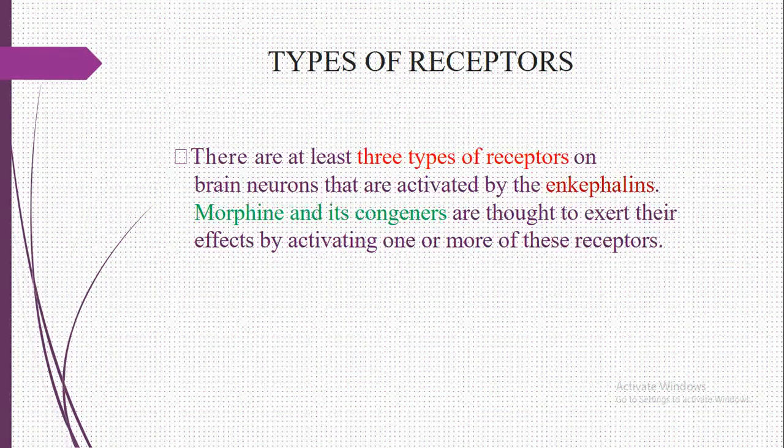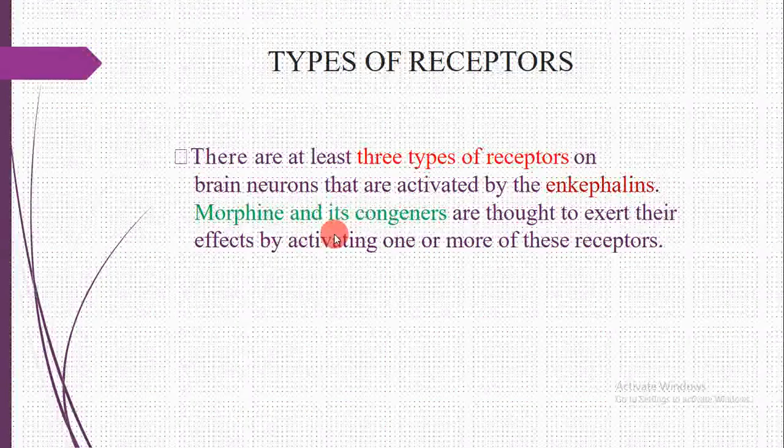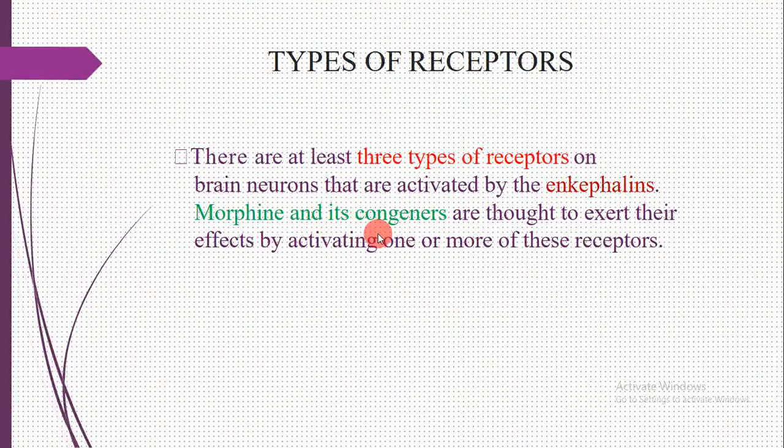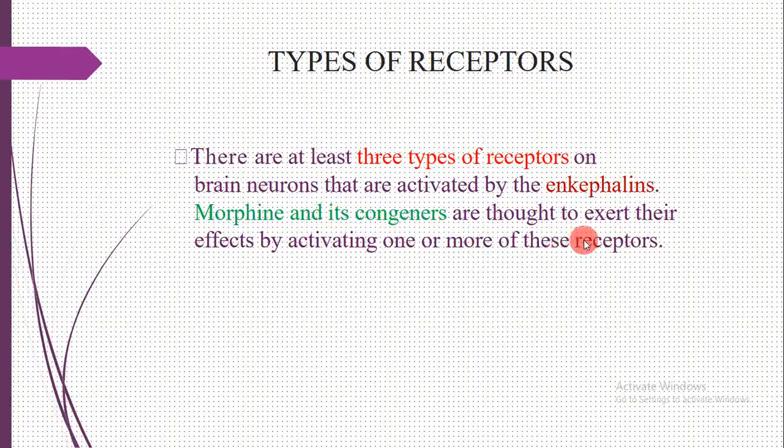Now the types of receptors, as we have already discussed, and opioid analgesics. There are at least 3 types of receptors on the brain neurons that are activated by the enkephalins. Morphine and its congeners are thought to exert their effect by activating one or more of these receptors.